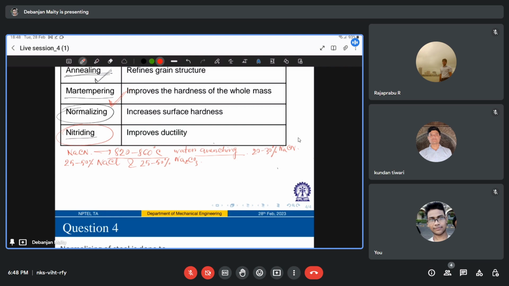The time required for this cyaniding depends on what depth you need to case harden. So for 0.15 to 0.5 mm of case hardening depth, you require some 30 to 90 minutes of time. The reaction is like this.